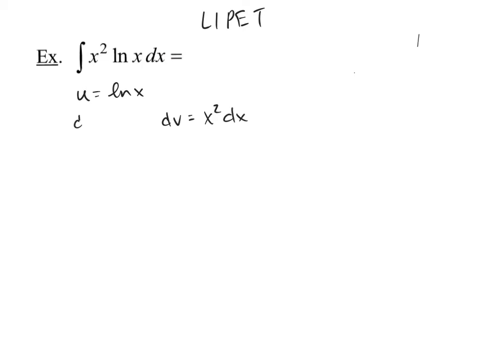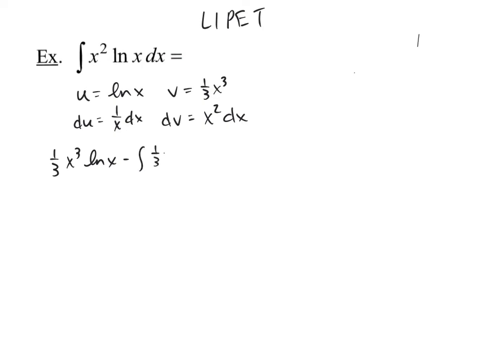Okay, I'm going to go ahead and calculate what my du is. So that would be the derivative of natural log of x, which would be 1 over x dx. And my v is going to be the antiderivative of x squared, which is just your standard bump up and divide, 1/3 x cubed. Okay, so my formula says u times v, so I'm going to write that in an order that makes sense, 1/3 x cubed, natural log of x, minus the integral of v du.